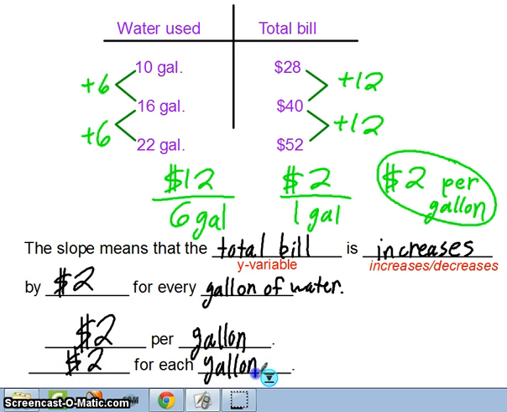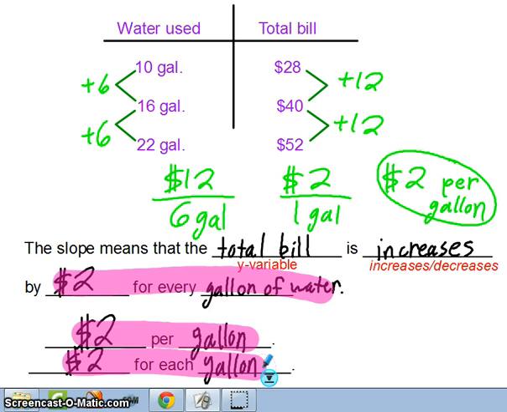So take a minute and write down some notes about how you write what the slope means. And in general, this is sort of the format I think would make the most sense. And this part right here can be for every gallon or per gallon or for each gallon. So for every, per, and for each are just some different ways in English of saying that same rate. So like I said, take a few minutes and take some notes on how to write what the slope means.